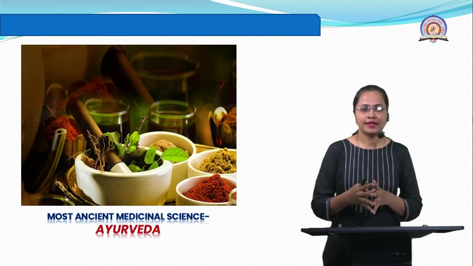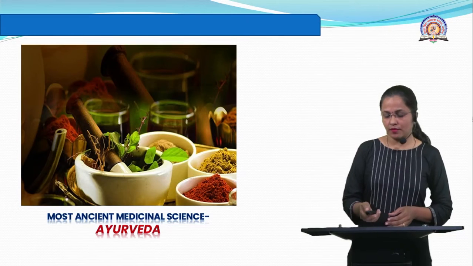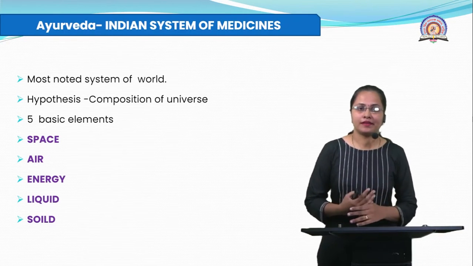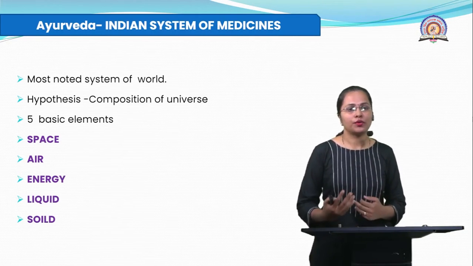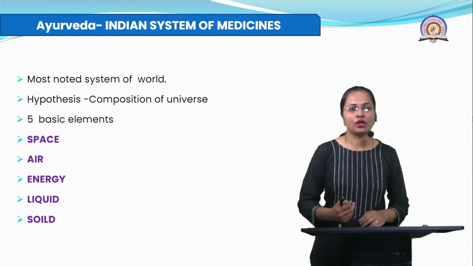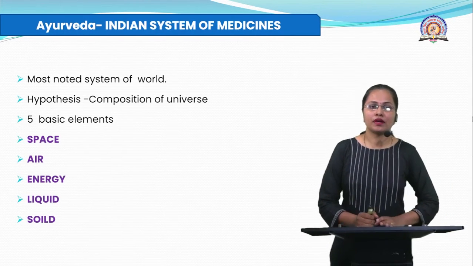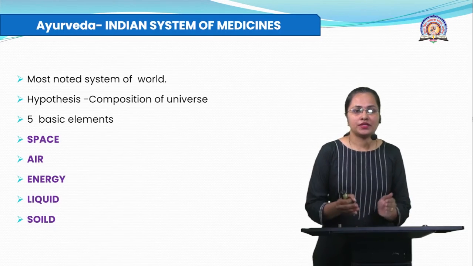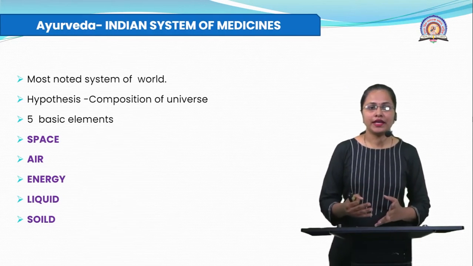Ayurveda is the most ancient medicinal science and it is considered the oldest system. This system of medicine was accepted and noted by the whole world. The whole world is utilizing the database of Ayurveda for the formulation of new novel medicines which are important for today's era. This system of Ayurveda is mainly based on one basic hypothesis. This hypothesis says that the universe is composed of five basic elements, and it considers these five basic elements as the base of every living organism, and these five basic elements are space, air, energy, liquid and solid.